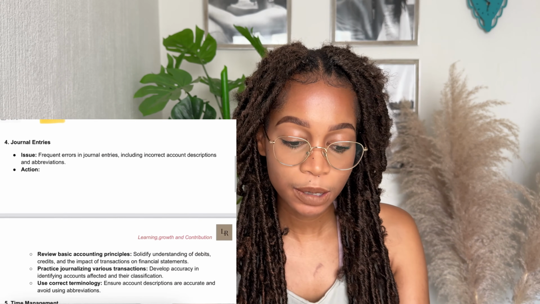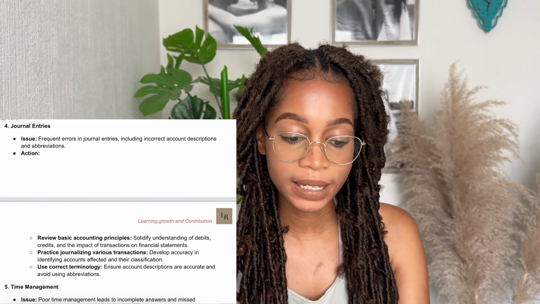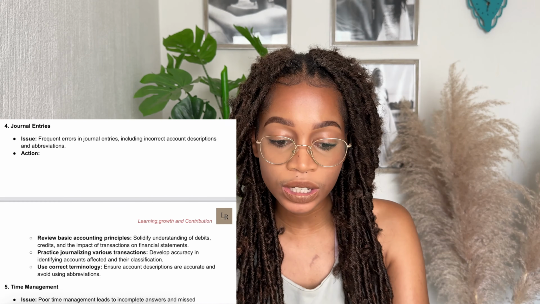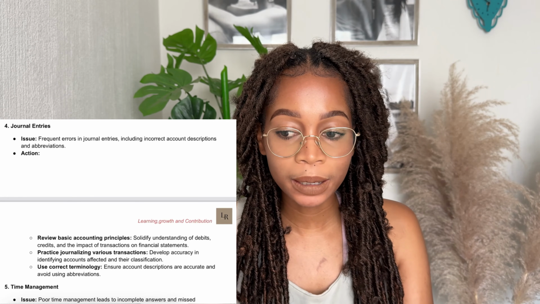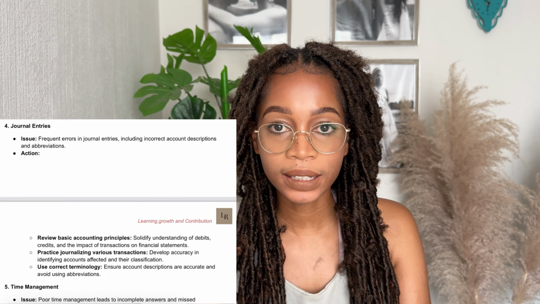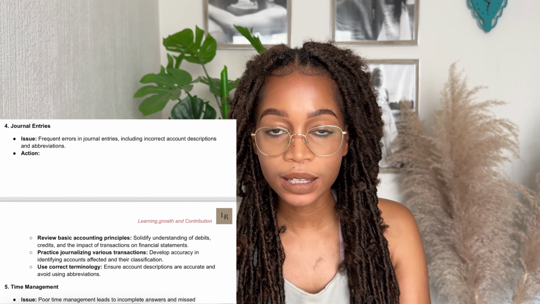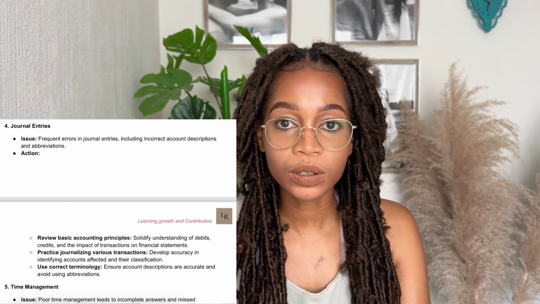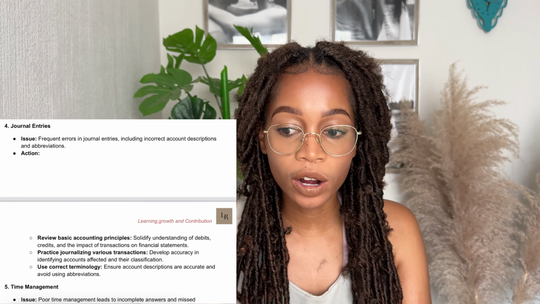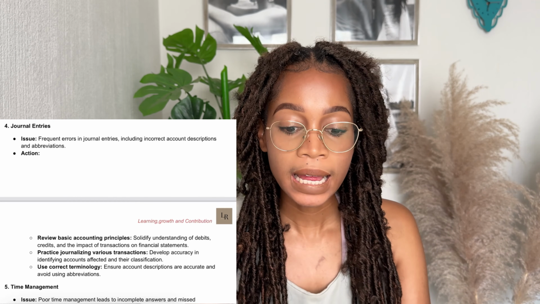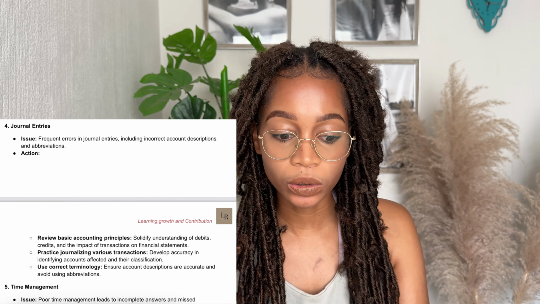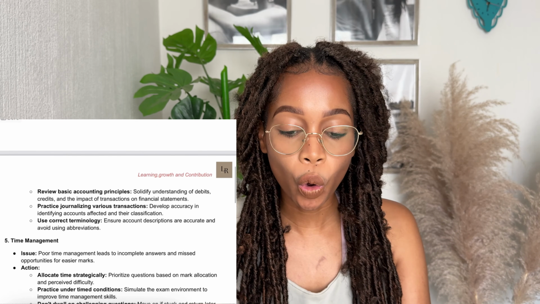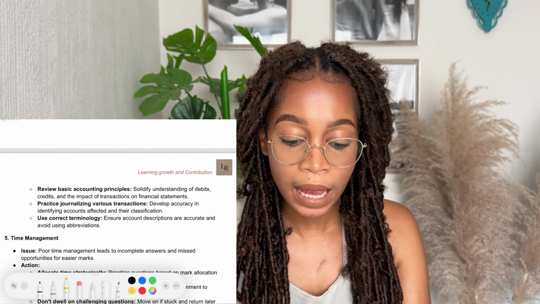This is one thing that keeps popping up through the history of the exams: journal entries. And again, this is very common. I mean, in financial reporting, a debit and a credit is the bare minimum of what you need to know about accounts. But people still don't know how to describe an account. They still don't know how to give a narration for a journal entry. They still don't know how to date journals. So make sure that you go over your basic accounting principles.